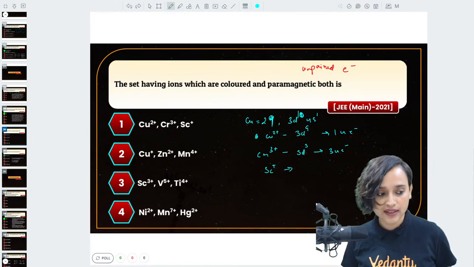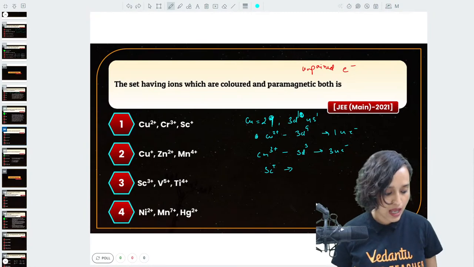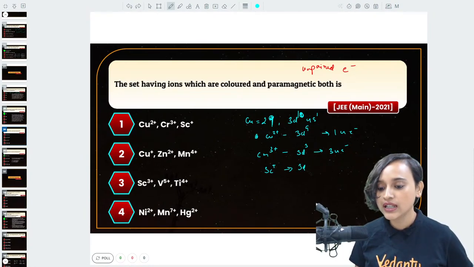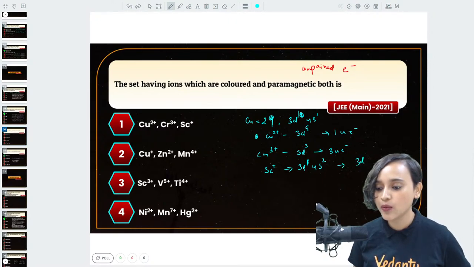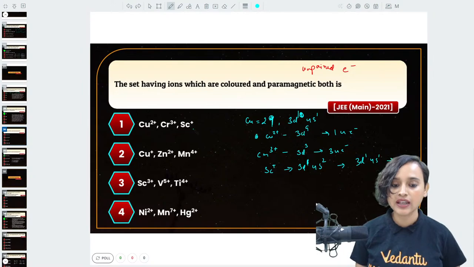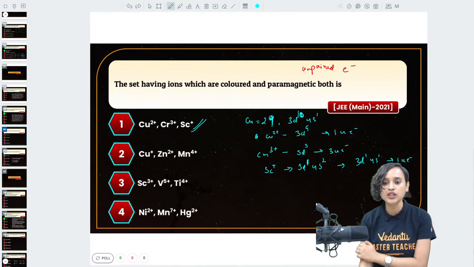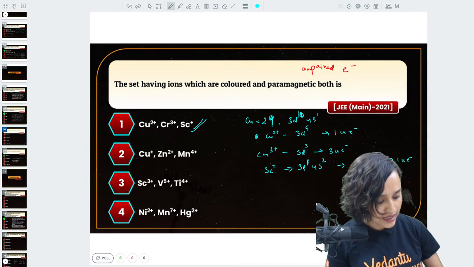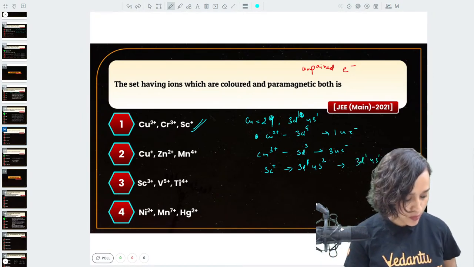Scandium will be what, guys? Scandium is 21, which means 3d1 4s2. That means that it will take away the 1, so 3d1 4s1, that means that this also has one unpaired electron. So that means option A is our correct answer. Yes, option A will show both color and paramagnetic moment. Correct? Make sense, everybody? Yes, so option 1, okay?